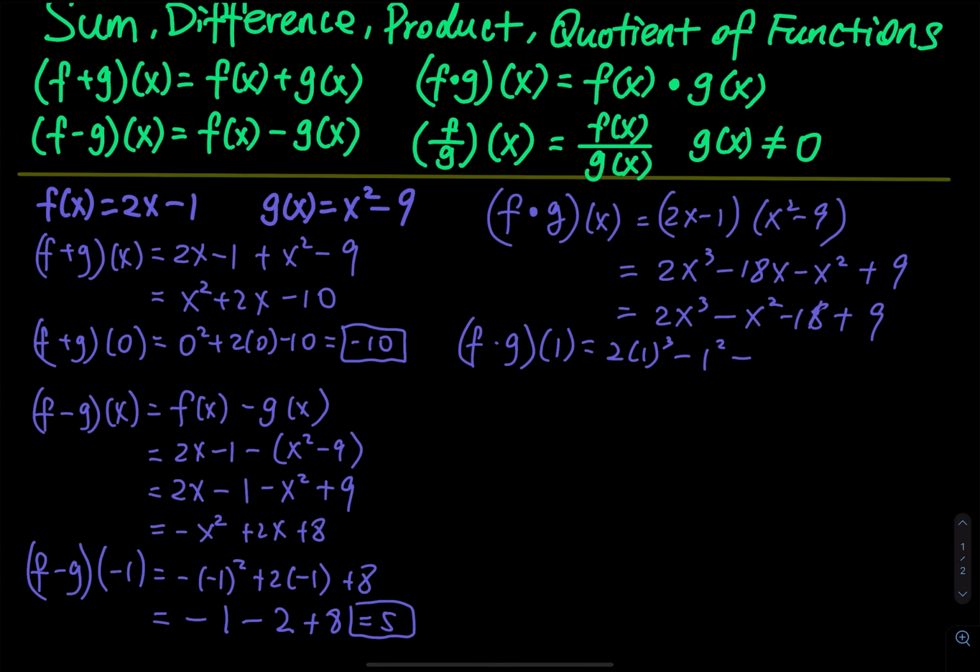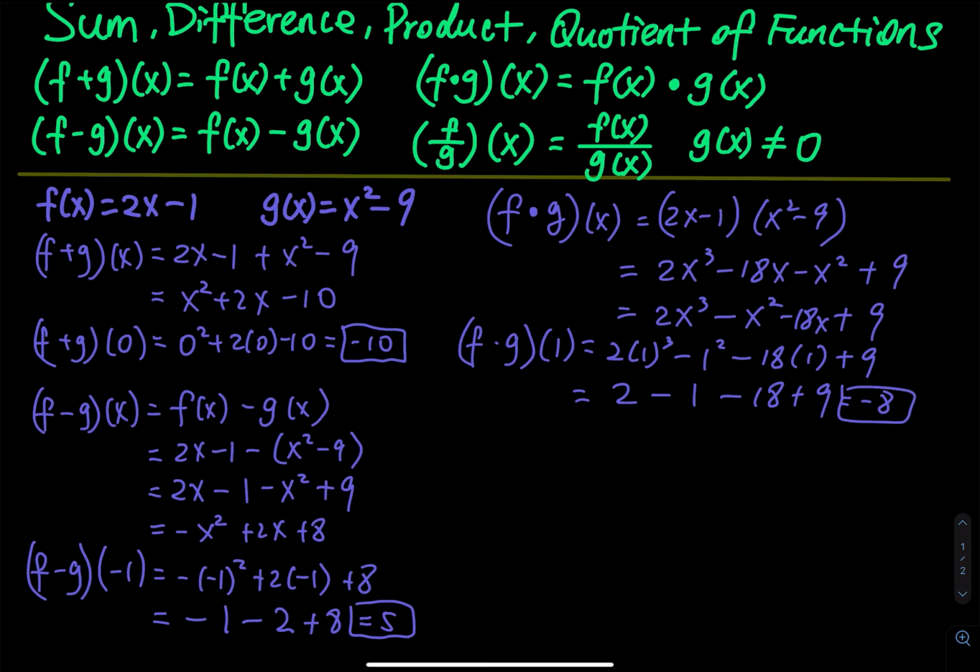So let's erase this. 18x. So negative 18 times 1 plus 9. So this is 2 minus 1 minus 18 plus 9. So that is equal to negative 8, right? So we have negative 9 minus 1, negative 10. Negative 10 plus 2 is negative 8. There we go.